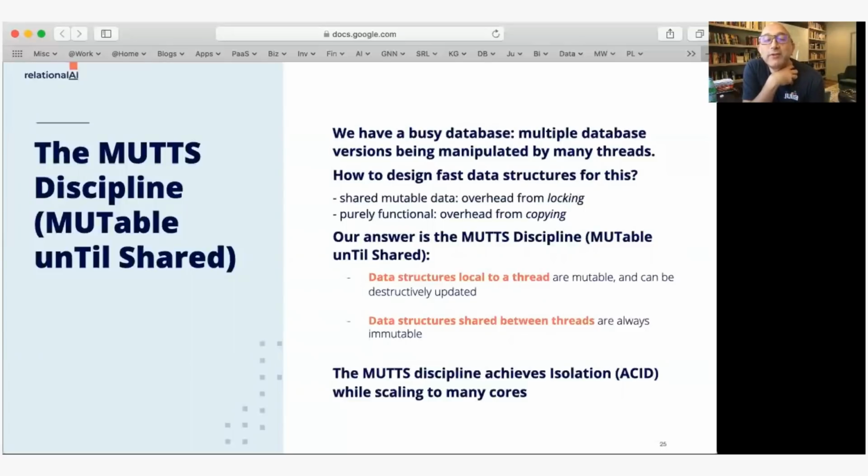We're using a hybrid approach here that gets us the best of both worlds, which we call MUTS, which is short for mutable until shared. In the MUTS discipline, data structures local to a thread are mutable and can be destructively updated, which avoids much of the overhead from copying data every time you need to update it. Data structures shared between threads are always immutable, which means that no locks are required and there is no cache coherence overhead. The root pointer uniquely identifies the state of the data structure, basically. So the MUTS discipline achieves isolation, the I in the ACID properties that you sometimes hear about being important for databases, while also scaling to many cores.